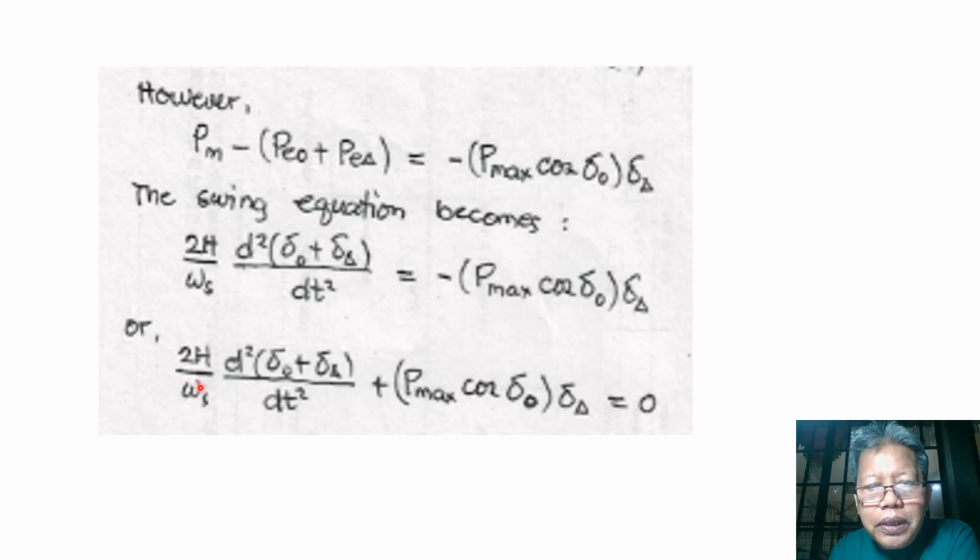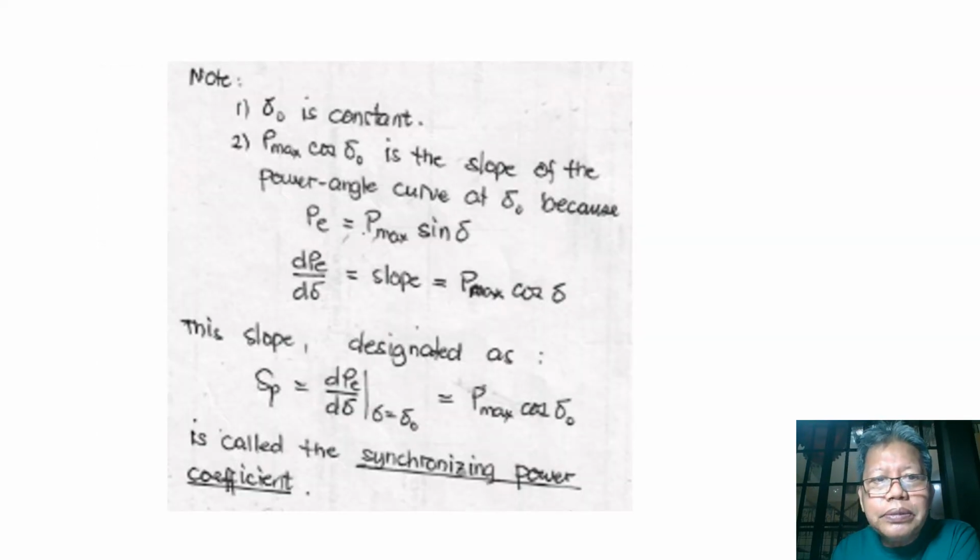So our swing equation then becomes 2H over omega s, d squared of delta O plus delta delta over dt squared. Then we transpose this to the left, so it becomes positive: P max cosine delta O times delta delta equal to 0.